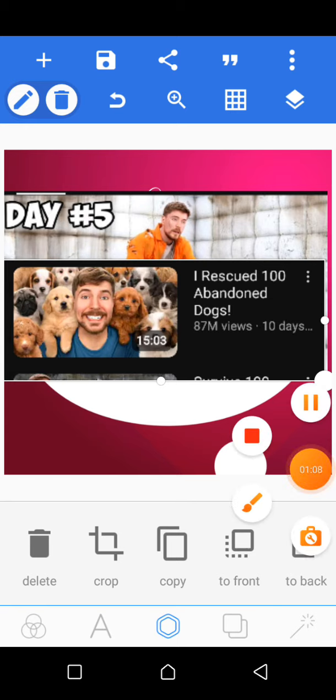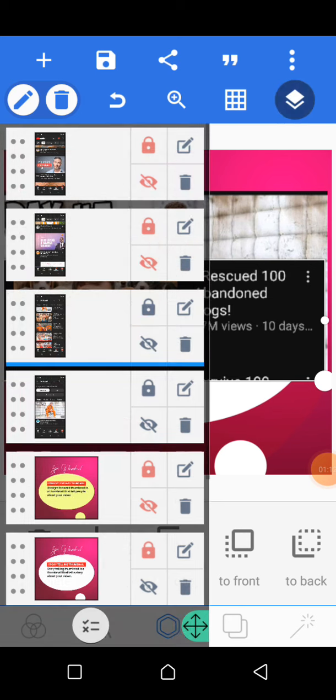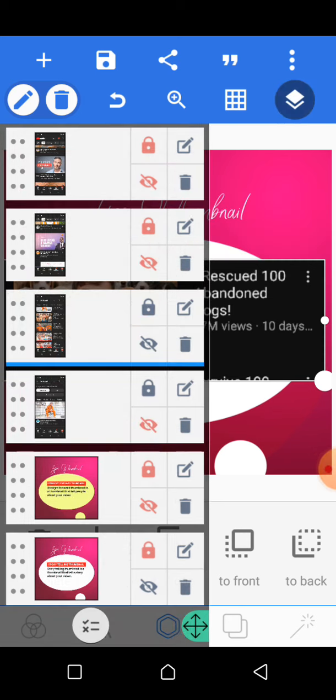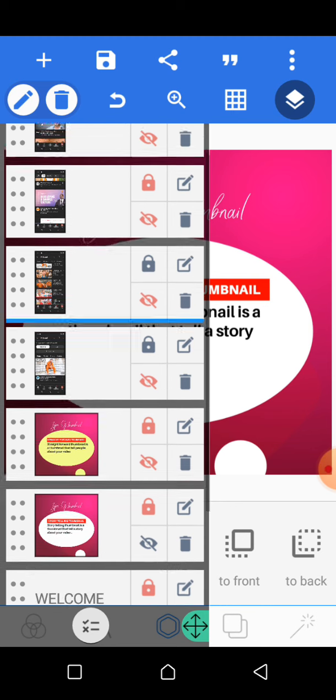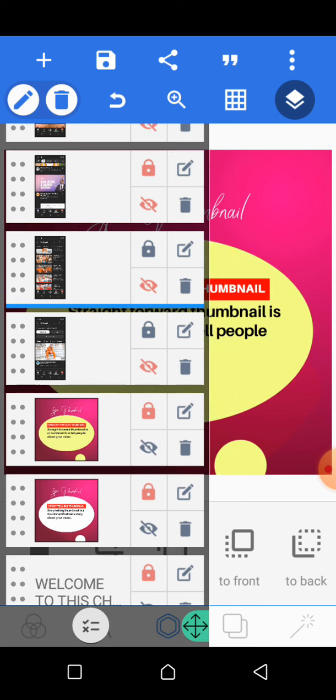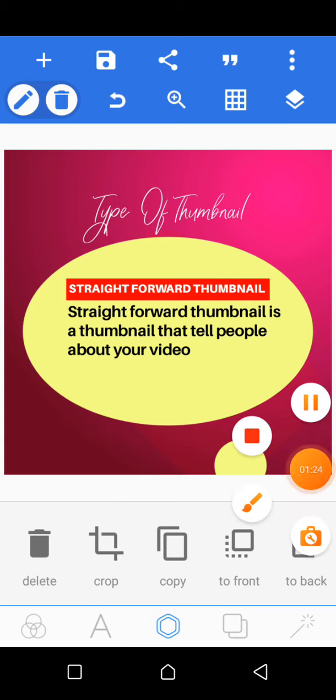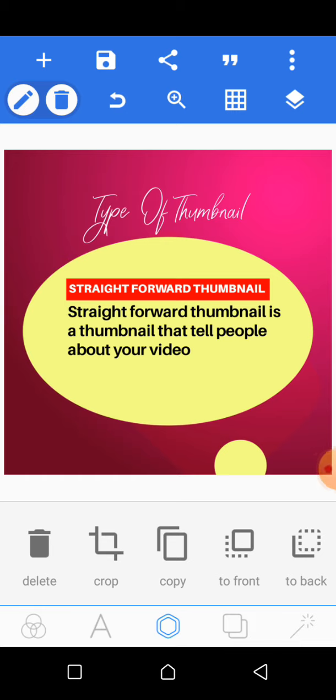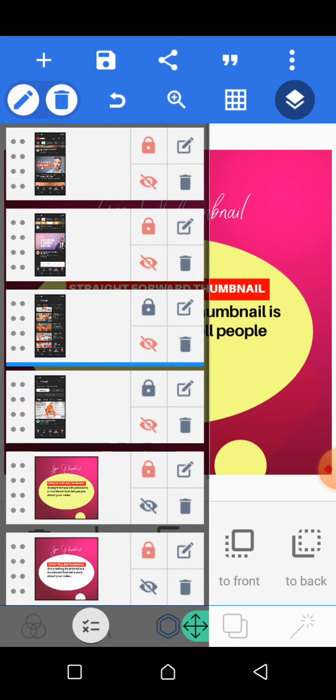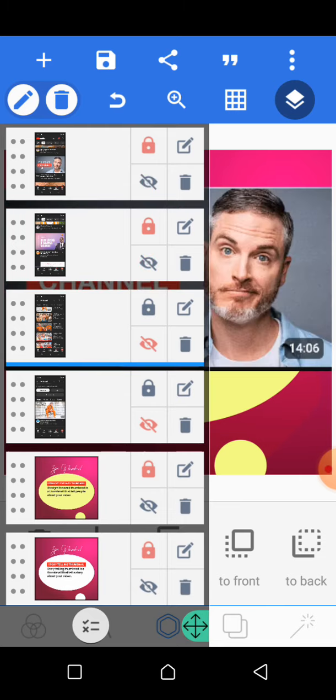Alright, let's look at another, the second type. The second type is the straightforward thumbnail. It's a thumbnail that tells people about your video directly. It tells people what your video is all about. Let's look at examples of those thumbnails.